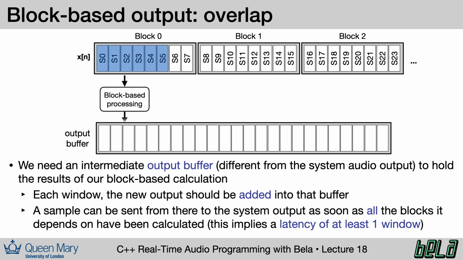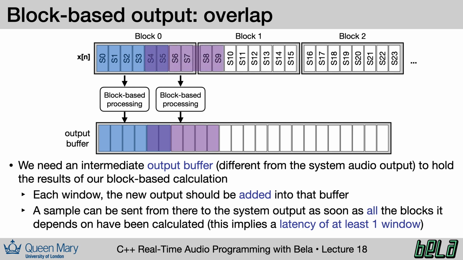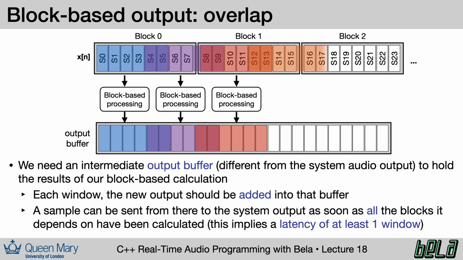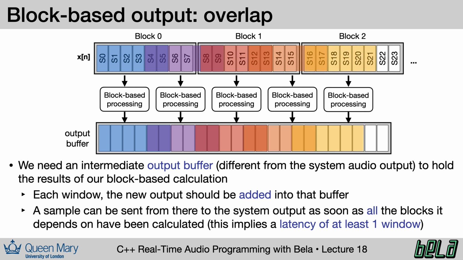So here, the first 6 samples of x[n] are passed to a block-based process. The output of that process is added into the output buffer at the beginning. If our hop size is 4 samples, then the next block will overlap the previous one by 2 samples. We can calculate a block-based process on those 6 samples and add it into the output buffer. And we can go along like this, each hop adding the results into the output buffer. Now remember, our output buffer is just an intermediate storage location. It's not the system audio output, so we don't yet have a causality problem.